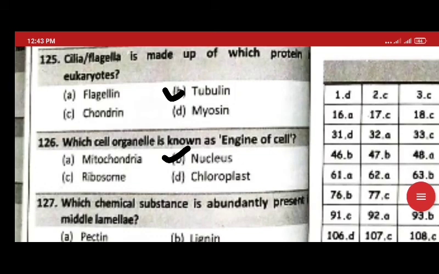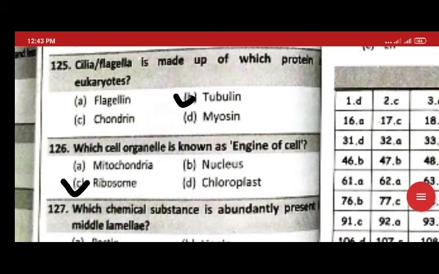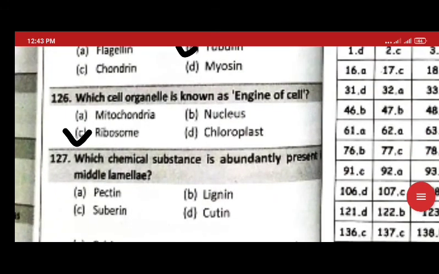Which option is called the engine of the cell? So the engine of the cell is what? The brain of the cell is what? Nucleus. So 126 is ribosome, because ribosome makes protein, that's called the engine of the cell.